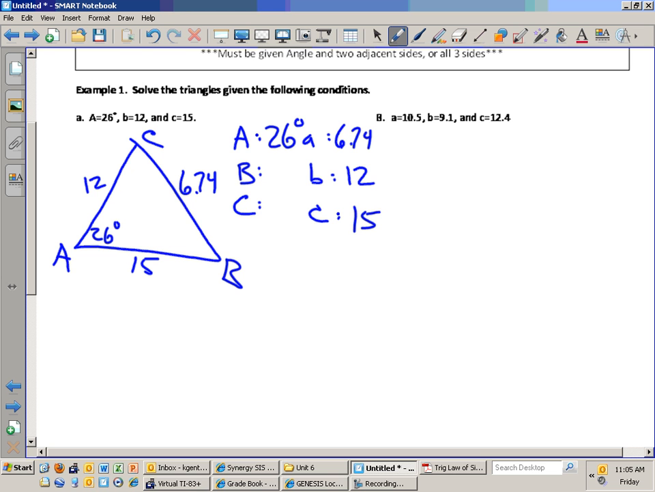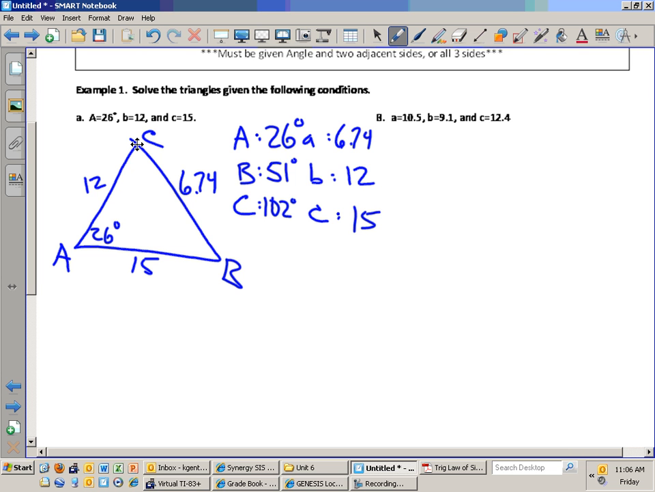And the way that we did it is we solved for B first. What did you get for B? 51 about? So you got about 51 degrees. And what did you get for C? About 102 degrees.